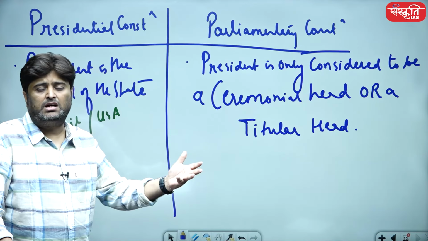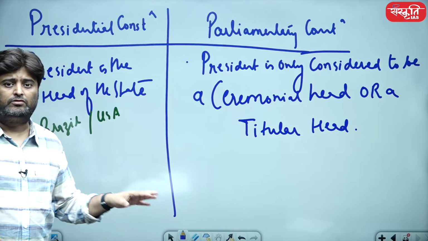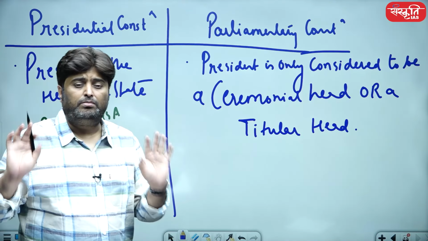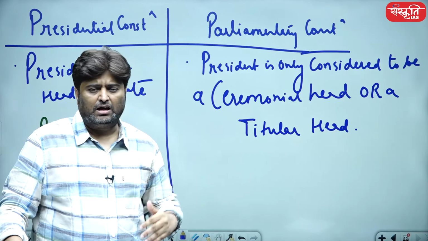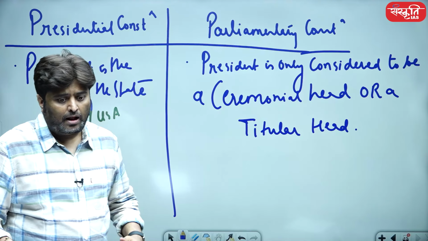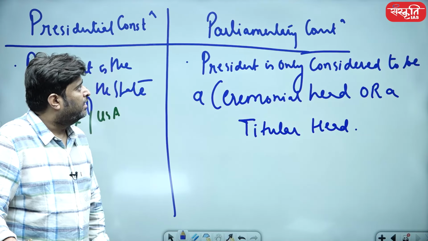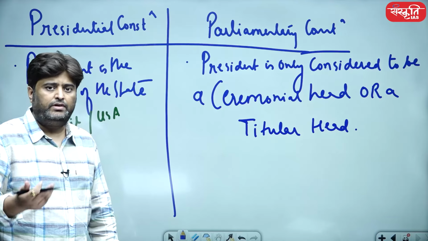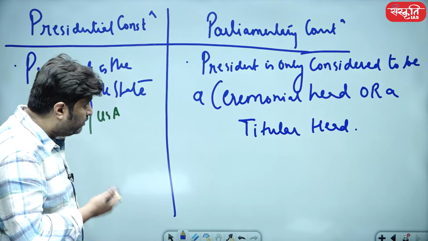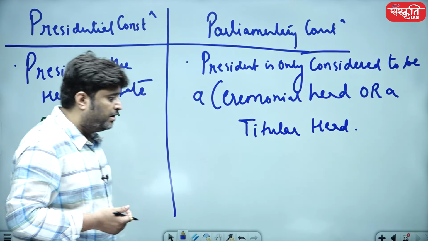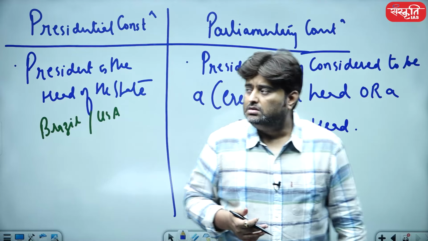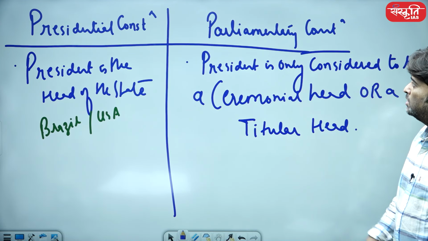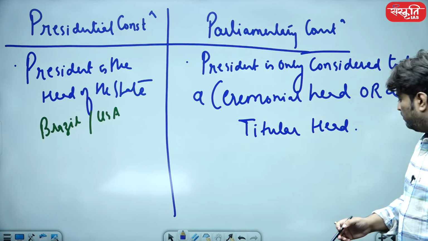Of course, major decisions of the executive are going to be in the name of the president. But president has to act on the aid and advice of the council of ministers. This is written in your articles also, which we'll be going to read. So in the parliamentary constitutional system, you have the example of India, you have the example of UK. So this is again a difference, student, between a presidential constitutional system and a parliamentary constitutional system.